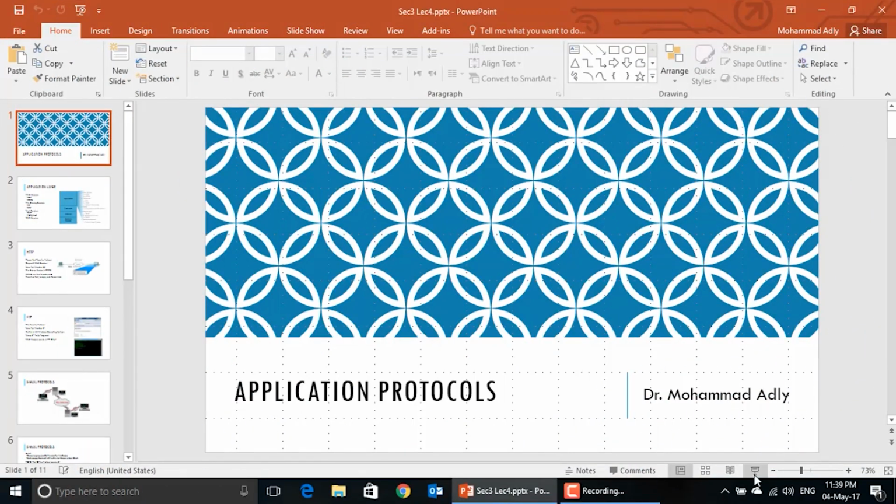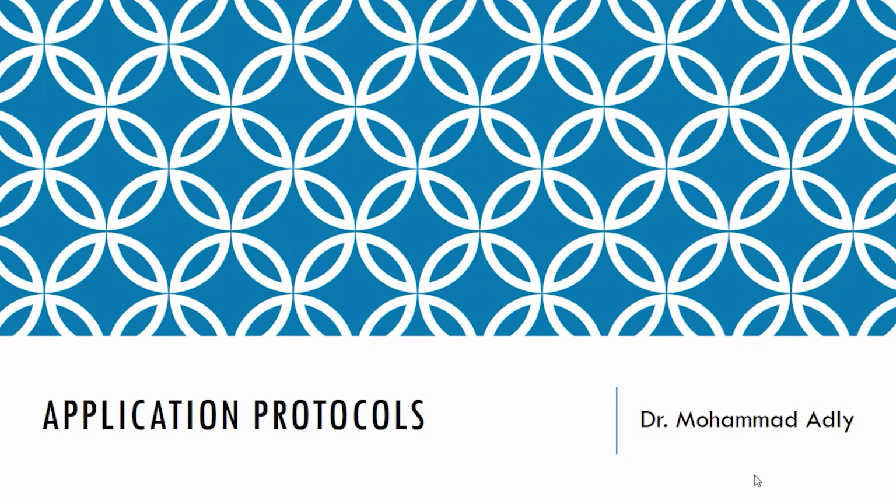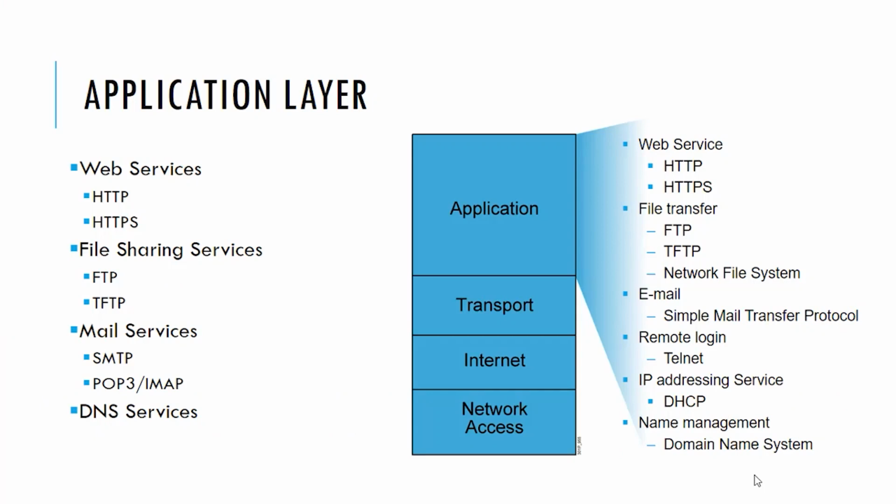Now let's talk about the application protocols, the protocols that work in the session, presentation, and application layers of the ISO-OSI model and in the application layer of the TCP/IP protocol. These protocols are such as HTTP or HTTPS that offers the web services. HTTPS is the secure version of HTTP. This S is for security.